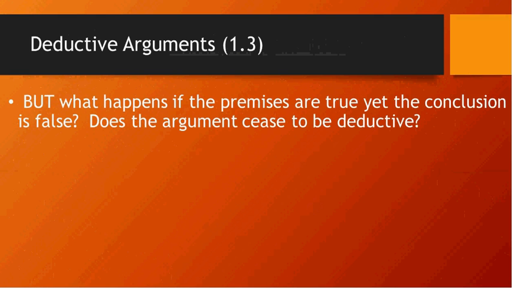Okay. But what happens if the premises are true yet the conclusion is false? Does the argument cease to be deductive? The answer to this question is no. What is going on in such an argument is that it is just poorly reasoned. It is not a well-reasoned argument.